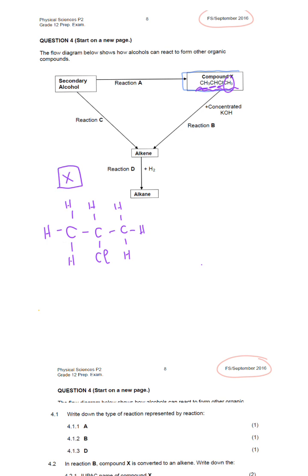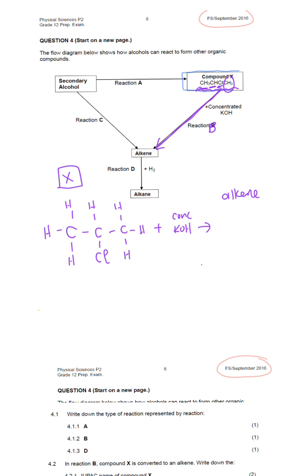And they show us this arrow going downwards. They call this reaction B. And they tell us that an alkene is formed. And they show us that it reacts with concentrated KOH. And an alkene is going to form. So quite a lot of information has been given here.